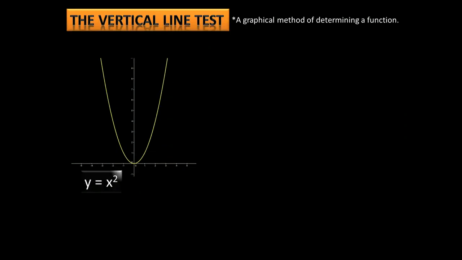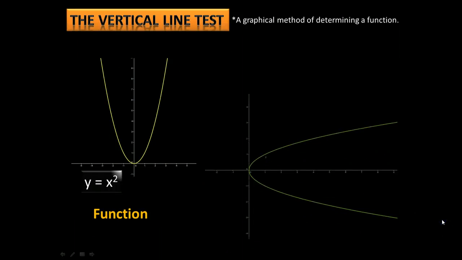Okay, what we can do with a graph is we can use the vertical line test. So here's our friend the parabolic function, y equals x squared. Anywhere we drop a vertical line, if we can touch the graph more than one time, it's not a function. And as you can tell, as I drop these different vertical lines in, this is going to be a function.